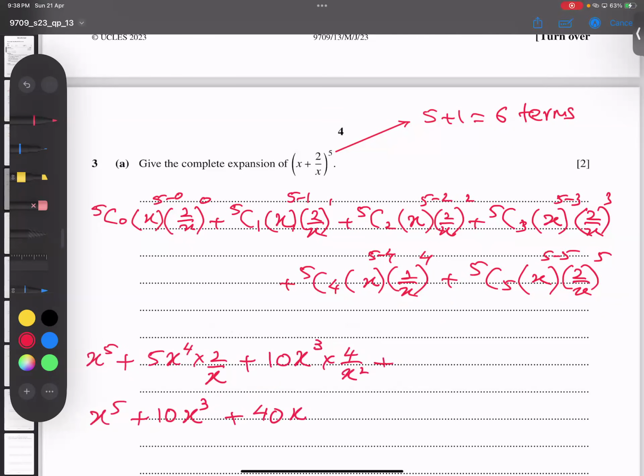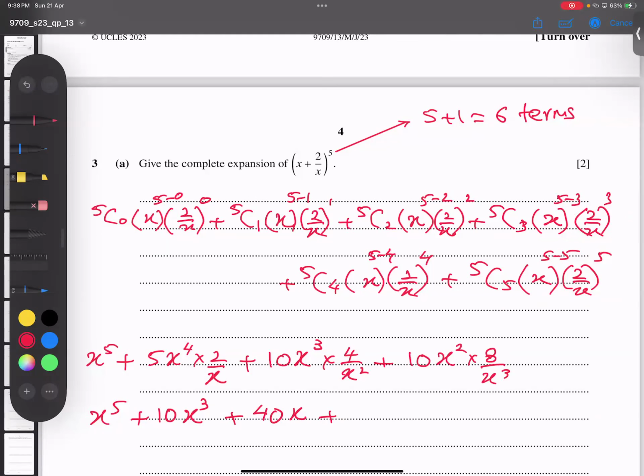So let's proceed further. Okay. 5c2 is 10 and 2 squared is 4. Correct. 5c3 is coming again 10, and there is x to the power 2, and 2 to the power 3 is 8, and here x to the power 3.